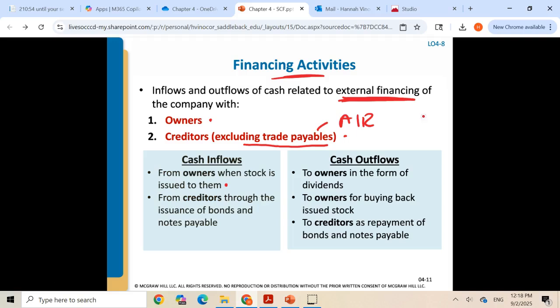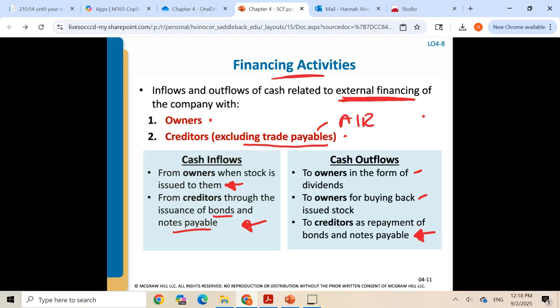Cash inflows when we sell stock, right? Issuance of stock and we get cash, that's a financing activity. When we take out money from issuance of bonds or notes payable, meaning we owe money to others and we get the cash for it, that's a cash inflow. When we pay dividends, that's a cash outflow. When we buy back our stock, that's called treasury stock, that's also a cash outflow. And when we repay our debts, that's a cash outflow.